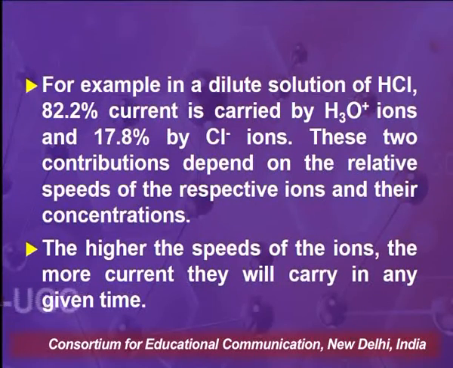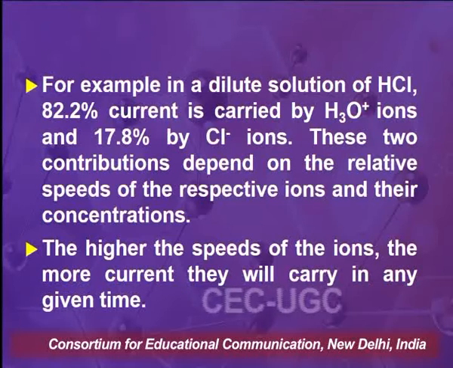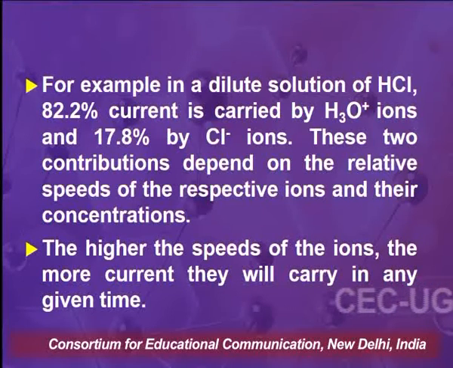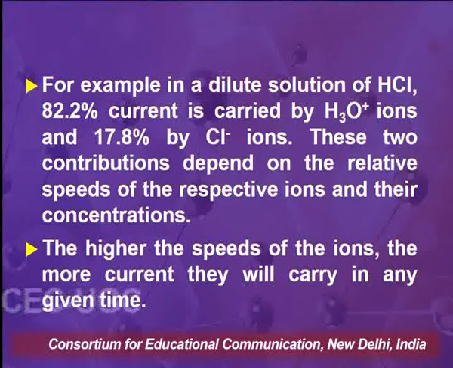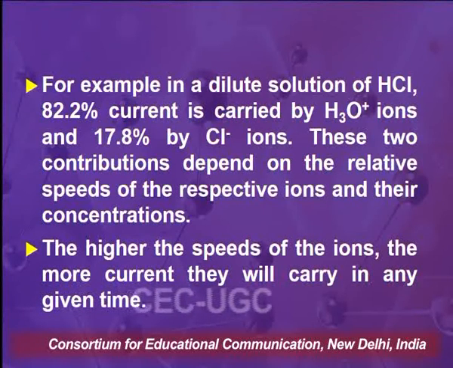For example, in a dilute solution of HCl, 82.2% current is carried by H3O plus ions and 17.8% by Cl minus ions. These two contributions depend on the relative speeds of the respective ions and their concentrations. The higher the speeds of the ions, the more current they will carry in any given time.